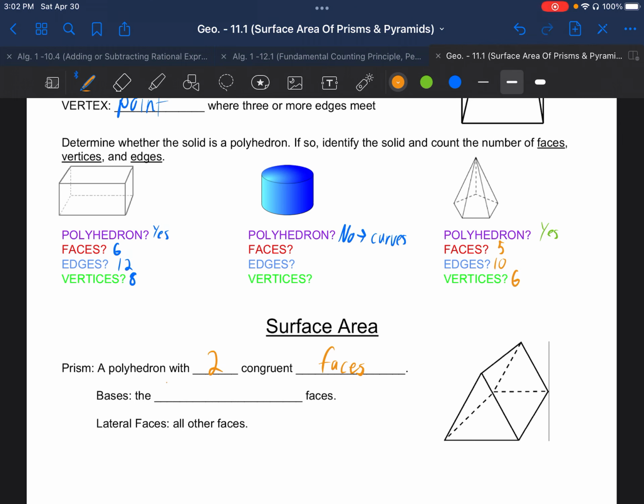Those faces are actually what we call the bases. So the bases are the congruent faces we're talking about. You can call them faces or bases, and they're the same thing. Now the lateral faces are every other face. So you have bases and lateral faces. The bases are the congruent ones, so these triangles. The lateral ones are the sides, because lateral means side. So all of those rectangles we were talking about earlier.